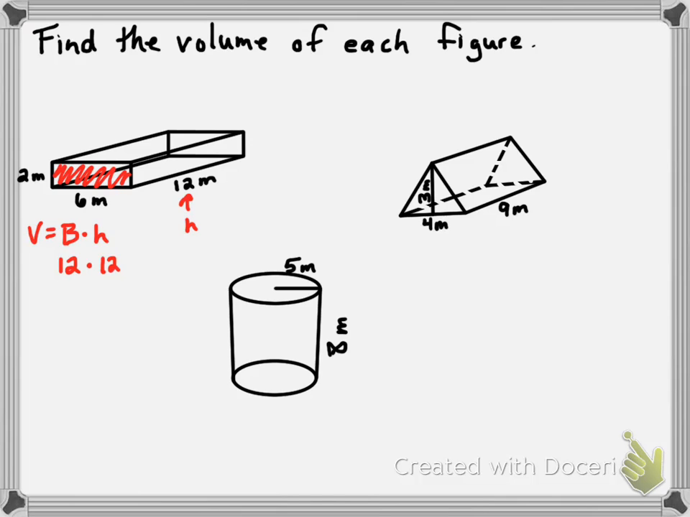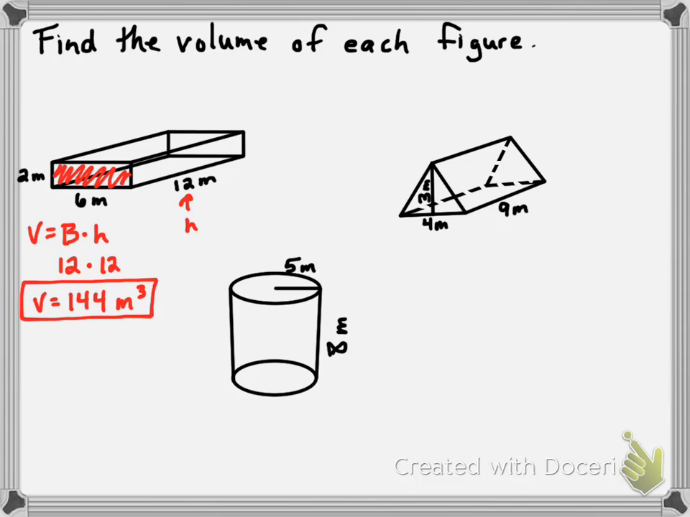So 12 times 12. So the volume is 144, but I can't forget my units. So it's 144 meters cubed. Because remember, this first 12 is area, so that's meters squared times 12 meters, so I get meters cubed. And that's for the first one, the rectangular prism.